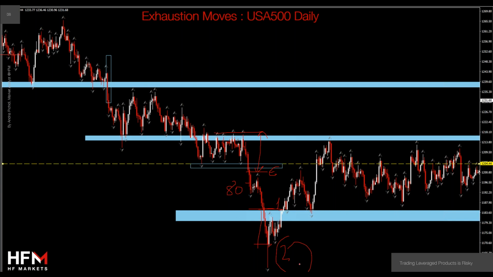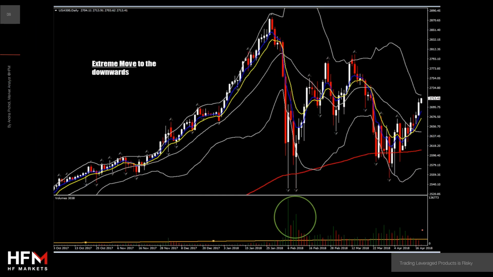So that quickly turned into a support level. Okay. Guys, I think I'm going to call it a day. That's another extreme move to the downside.